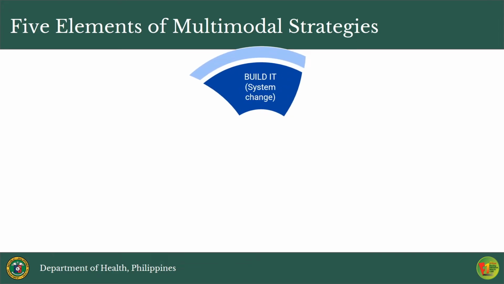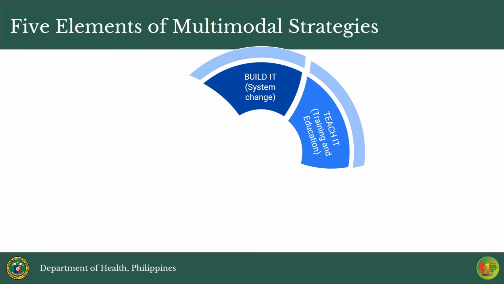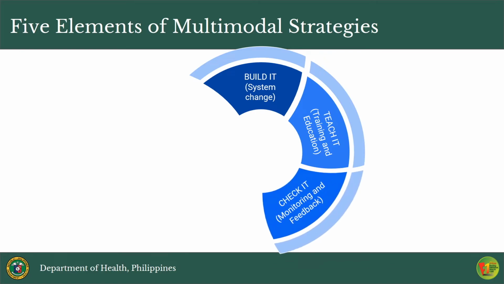When implementing hand hygiene interventions, ease of access to hand rubs at the point of care and the availability of WASH infrastructures are important considerations. Second, training and education or teach it. When implementing injection safety interventions, timely training of those responsible for administering safe injections, including carers and community workers, are important considerations, as well as adequate disposal methods. Third, monitoring and feedback, or check it.